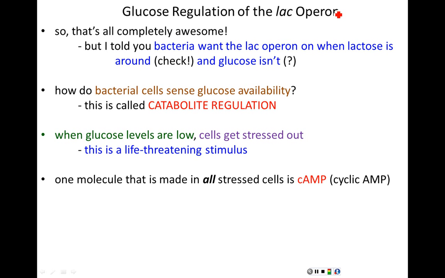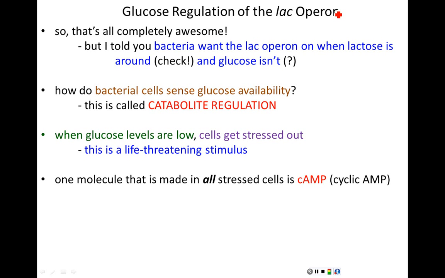One molecule that's made in all stressed out cells is a molecule called cyclic AMP. It's a modified version of ATP. It's adenosine monophosphate, but it's a unique form of adenosine monophosphate that kind of cyclizes on itself. That's all chemistry stuff. It doesn't really matter. But this is a stress molecule for cells.